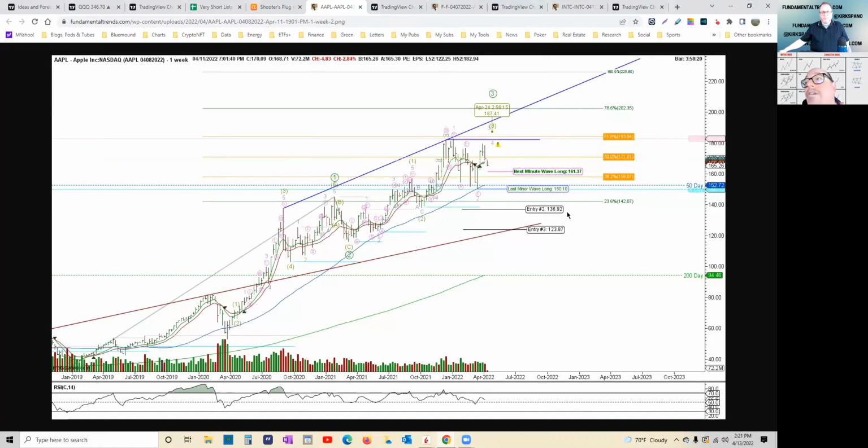So what I'm basically saying here is the world's going to end. I don't think we go below 123 here on Apple. Okay. So that's your worst case scenario.